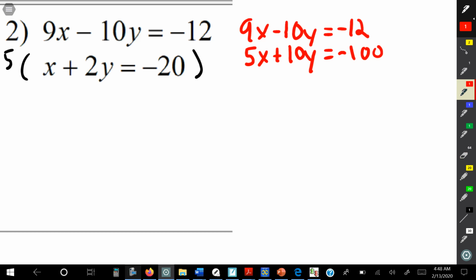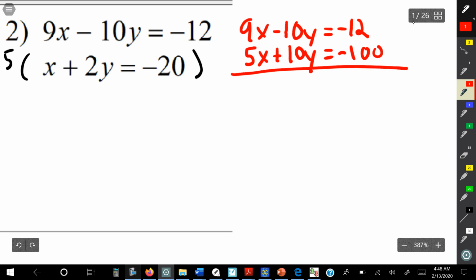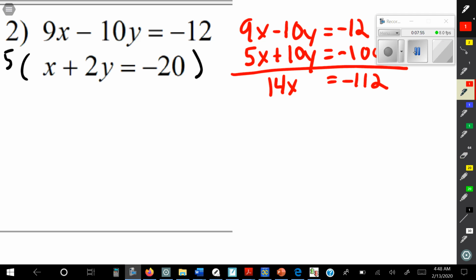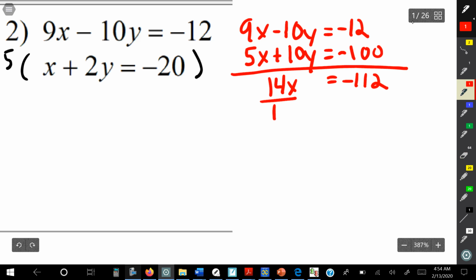Okay, now I'm going to go ahead and add and let my y's cancel out. That'll get me 0. And I got 9x plus 5x, and that's going to get me 14x is equal to negative 112. Okay, now I'm going to divide by 14 on both sides, and then that gives me x is equal to negative 8.